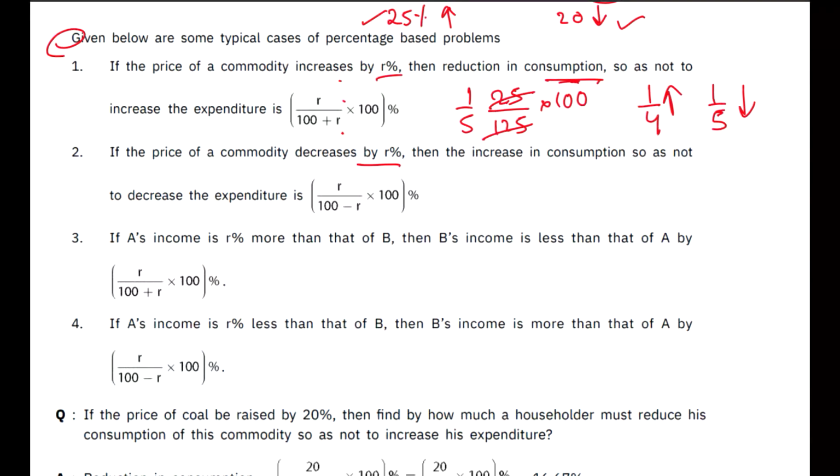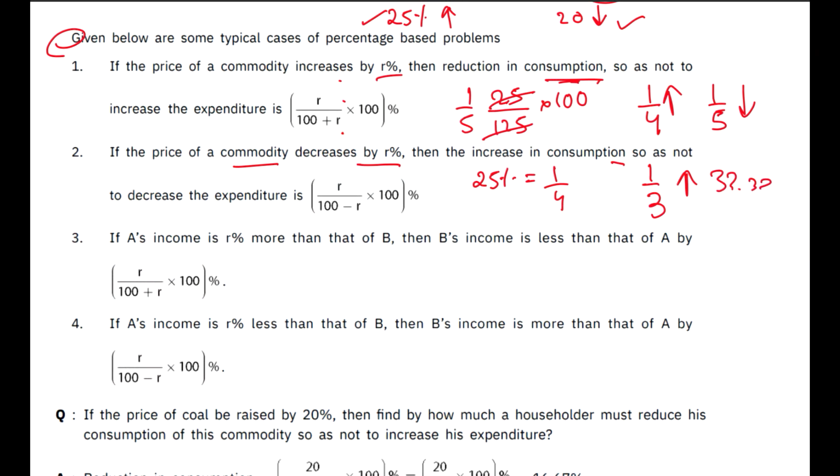The other scenario is where you say that the price of the commodity is decreased by, let's say the same percentage, 25%, that is 1 by 4th. So if your price decreases by 1 by 4th, then the increase in the consumption will actually be 1/3. Okay, that is the denominator -1, and 1/3 will be the value equivalent to similar states.